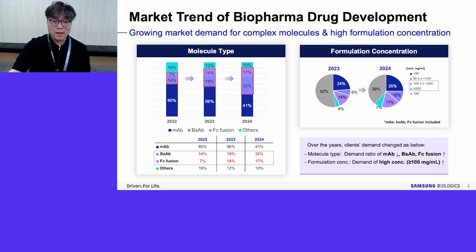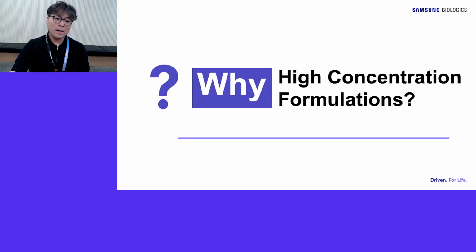Molecular complexity is okay, because many of our clients want to enhance their molecular capability using T-cell engager or multiple capture using one molecule. But why do our clients also want high concentration formulation for their molecule? I thought of two reasons why our clients want high concentration formulation conditions.